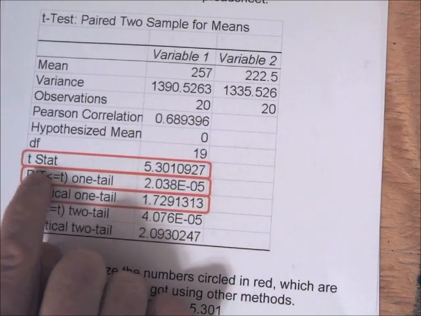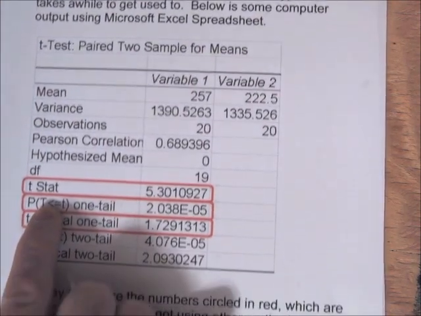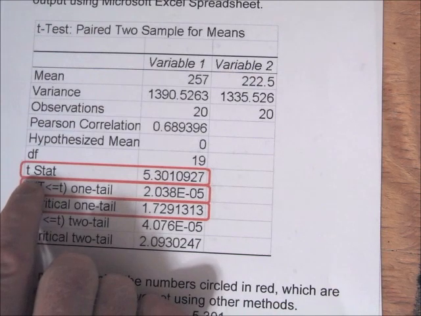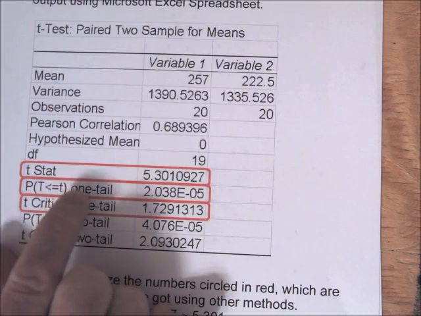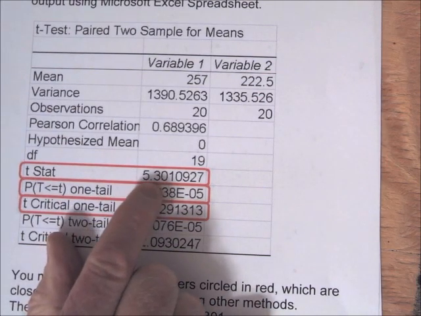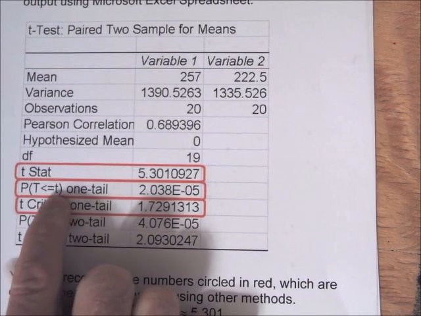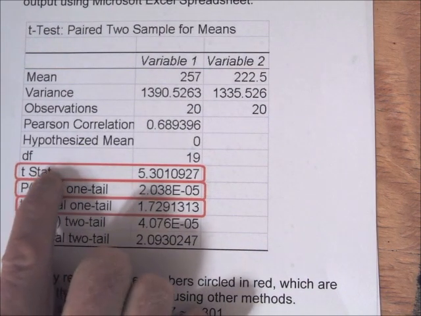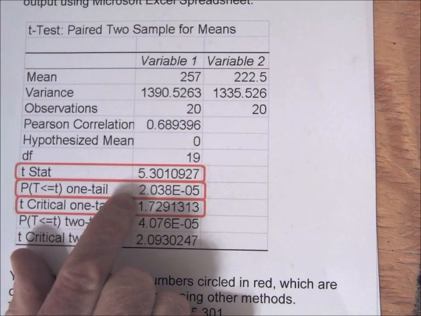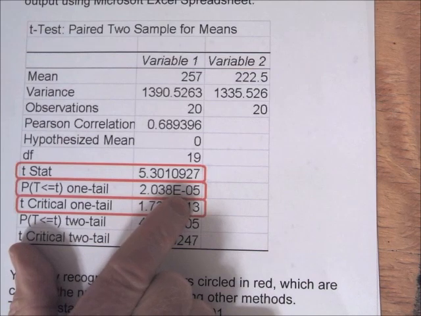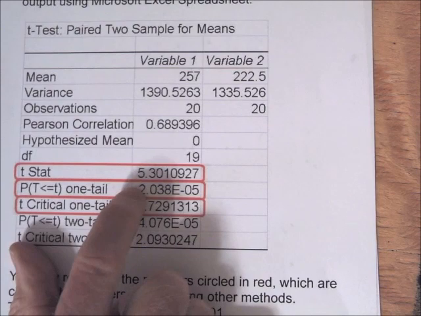But we're here. This is actually from Excel. I put this data into Excel and got this output here, the Microsoft Excel spreadsheet. T-stat, that would be the test statistic. That's 5.301. You might recognize that number. The probability of getting a t-score less than this test statistic is 2.038E-05. So that means that you move the decimal point 5 places to the right.